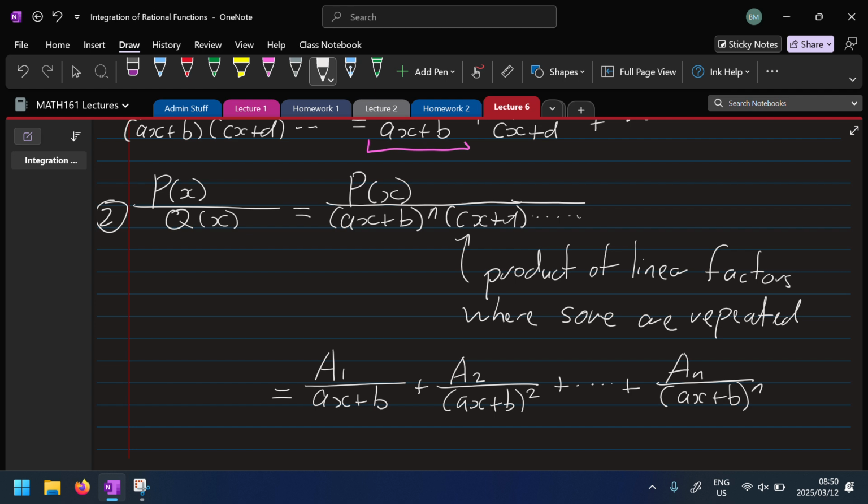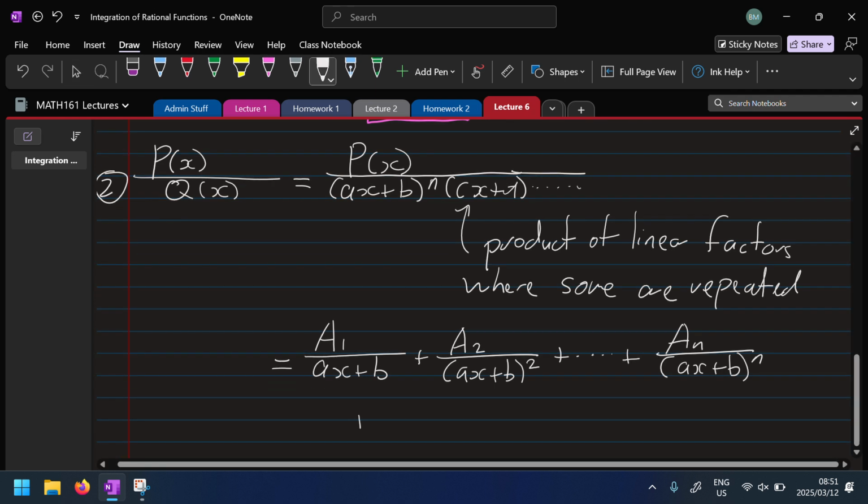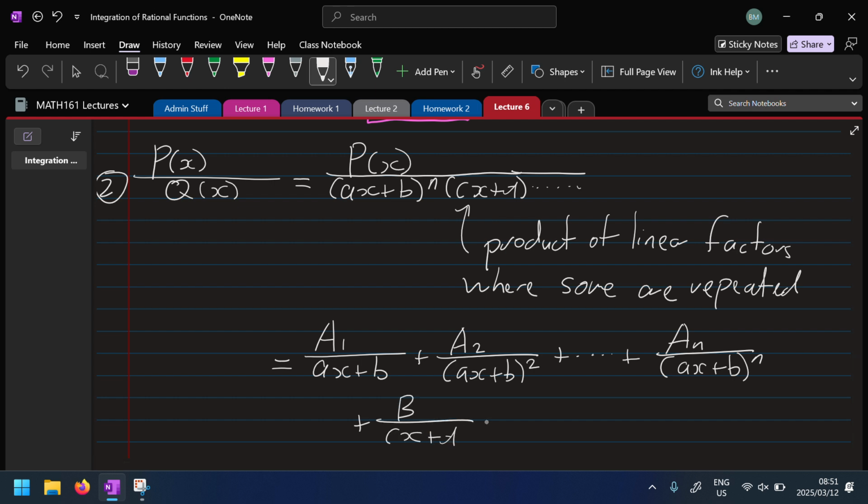And then for the remaining linear terms, it's exactly what we did for case 1. So all of this is for the first part. And then we still have cx plus d. We just carry on with what we did with case 1. So that will be b over (cx plus d) plus, and then we do the same thing. So the only new thing here is the first n terms. That is to take care of the n repetitions we have of ax plus b.